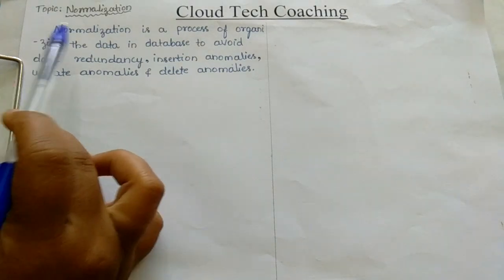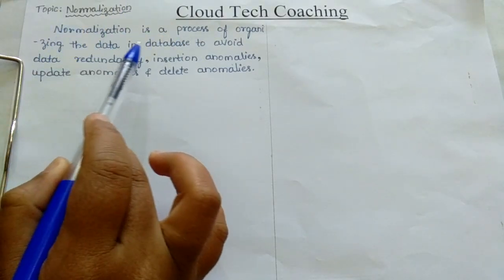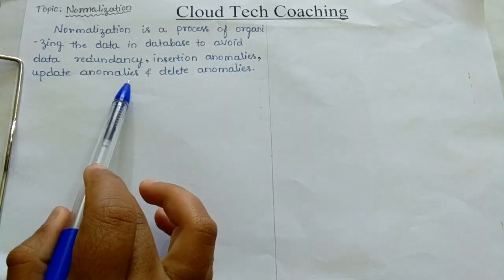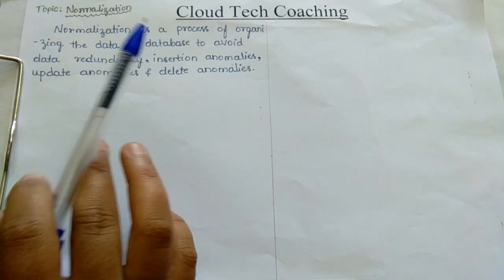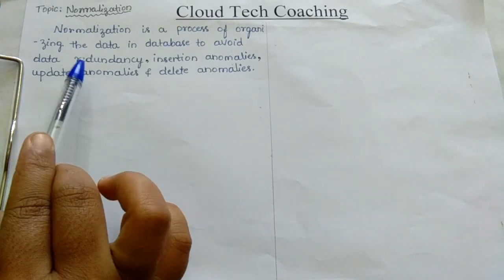Today we'll be discussing normalization. Normalization is a process of organizing the data in a database to avoid data redundancy, insertion anomalies, update anomalies and delete anomalies. That means normalization is nothing but arranging, that means organizing the data in a database to avoid data redundancy.